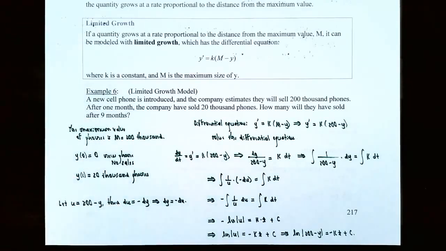Now with the substitution method, we know that we need to replace the u with what we said the inside function was. We called it 200 minus y. So we have natural log of the absolute value of 200 minus y is equal to the right-hand side of the equation, negative k times t plus c.